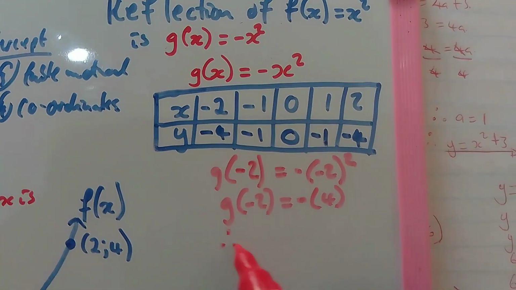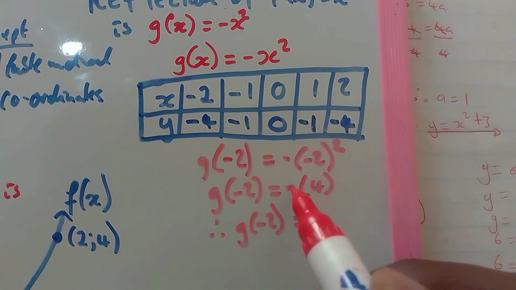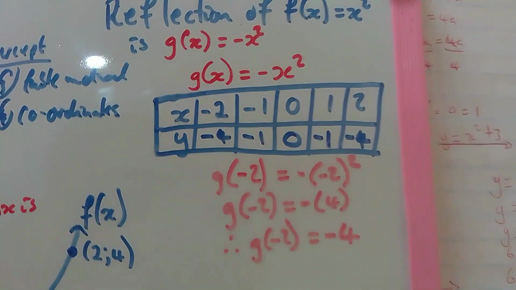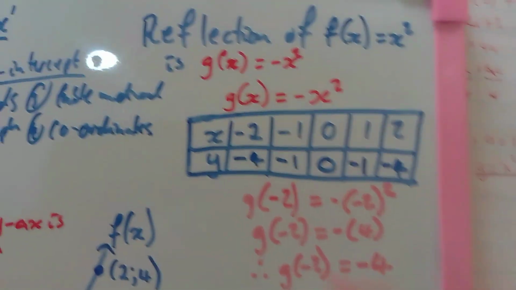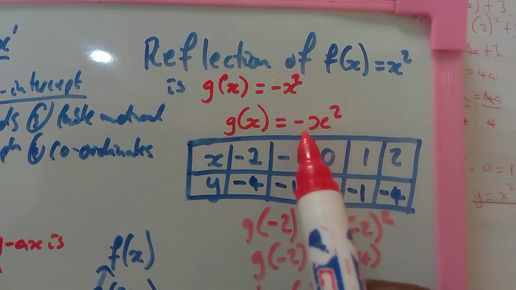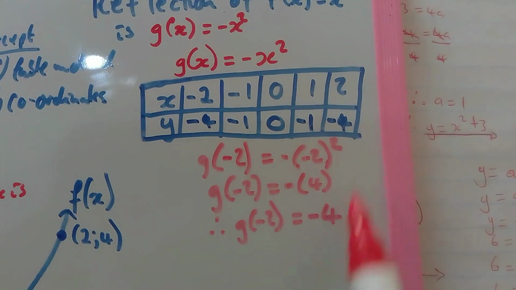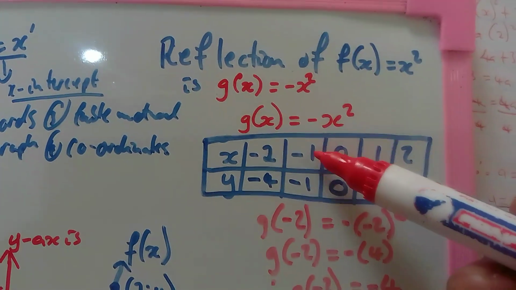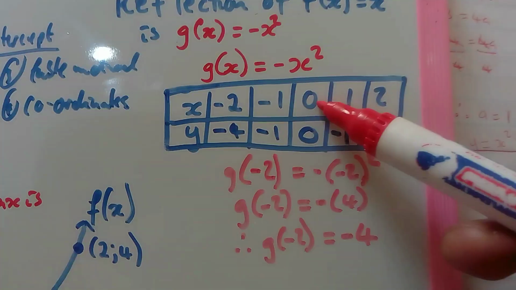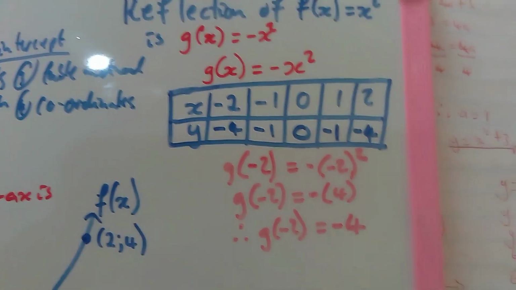Now you say therefore g of negative 2 is equal to positive multiplied by negative, you get a negative. So we've got a negative 4 here, right? So that's how I got this negative 4. Just because here it's a reflection and we're having a negative, it doesn't mean that you must stop using the brackets. So when we're at negative 1, our y is negative 1, and when we're at 0, our y is 0, then positive 1 gives negative 1, 2 gives negative 4.